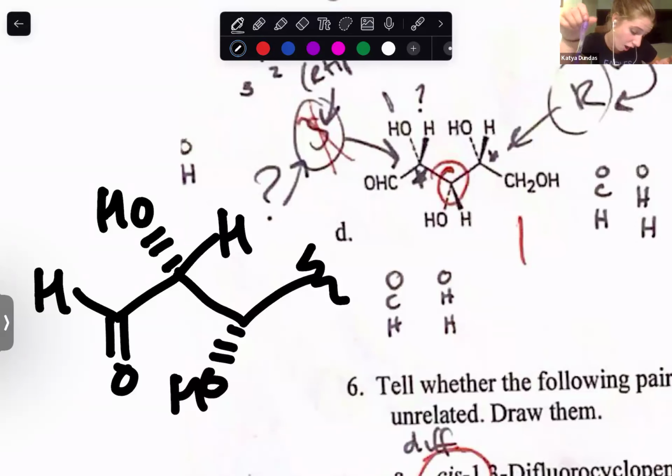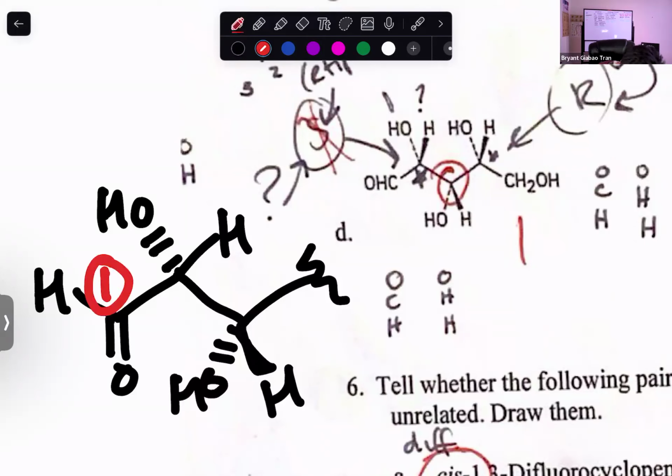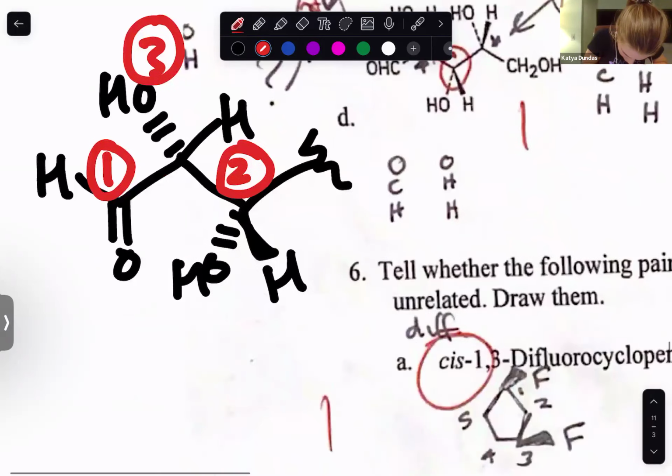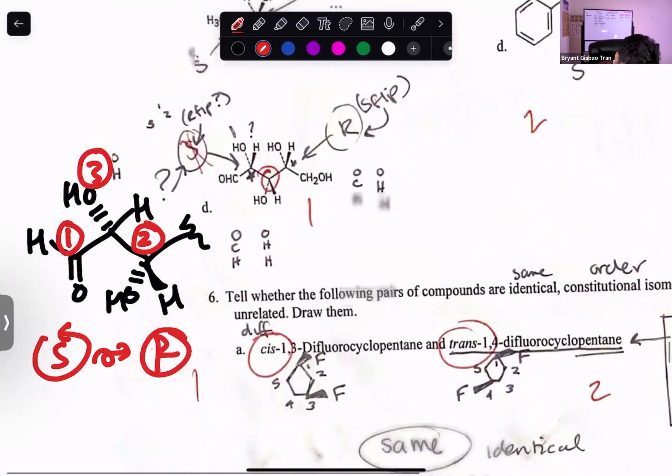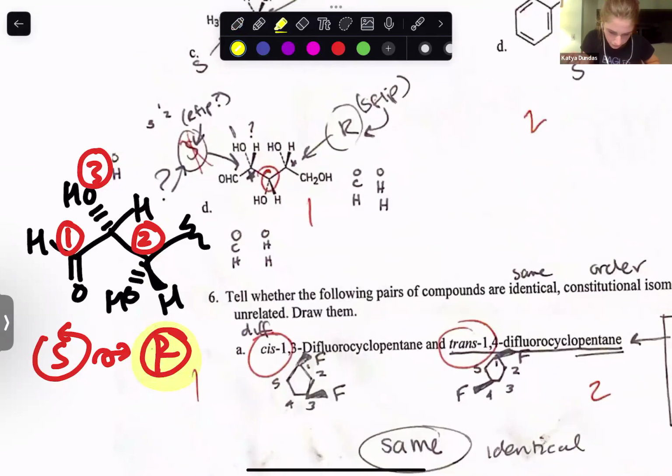S flip to R, not R flip to S. Okay. Right, because this is one. That's two, 1, 2, 3. And then 3. This is S flip to R. Okay. Cool.